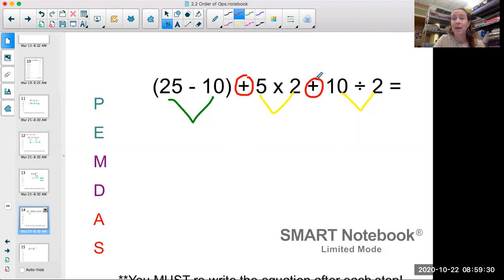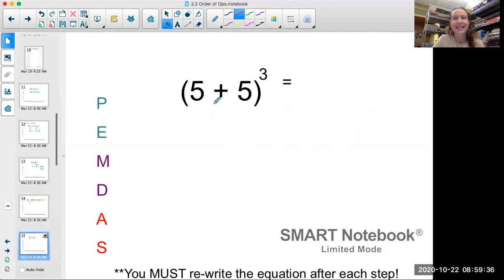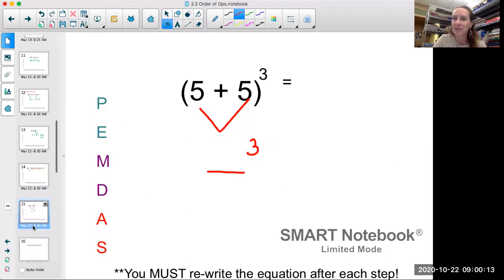And this might be a problem that I put up for you to do on your own. Hint: we do the parentheses first, right? So easy peasy. What is 5 plus 5? You know that, right? So when you get your answer, you're going to need to then do the exponent of 3. You're going to take your answer and multiply it 3 times. Or you can look at the power, because that will tell you how many zeros to put in. And then your problem is solved.